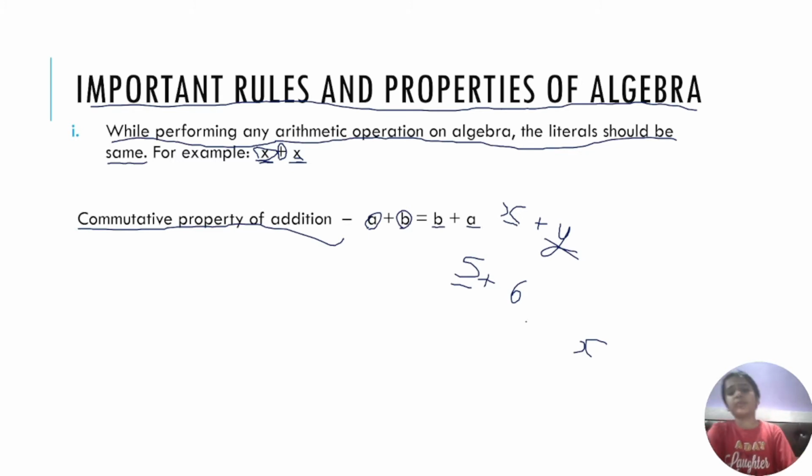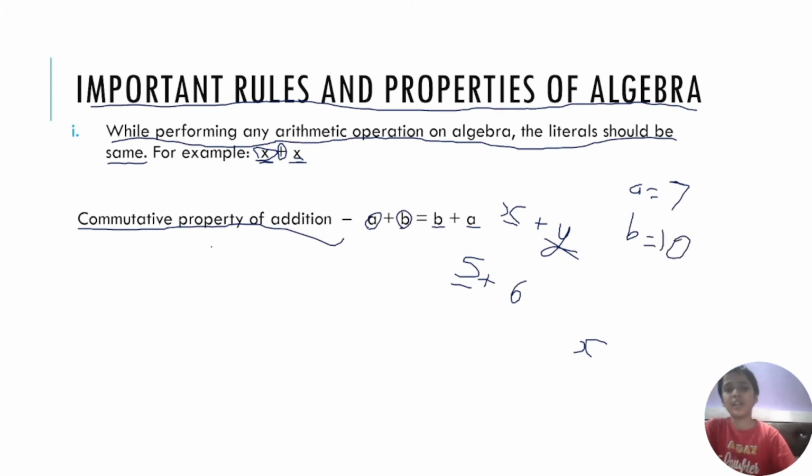Now I will explain all this with an example. Suppose for a, I write a number, that is, the literal a is representing a number. Suppose the value of a is given. Suppose a is equal to 7. Suppose we can take it like that. And suppose b is equal to 10. Suppose we take these two numbers.